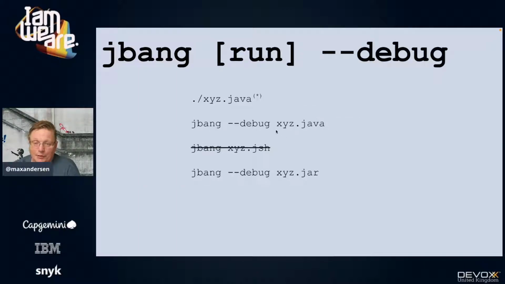And debugging is nothing else but just adding a --debug. You don't have to remember all the arguments or have an IDE that can do it for you. You just add it and connect with an IDE, and off you go. The shell is just struck out because JShell in its inherent form doesn't support debugging. So that's a Java limitation that we can't work around with JBang.